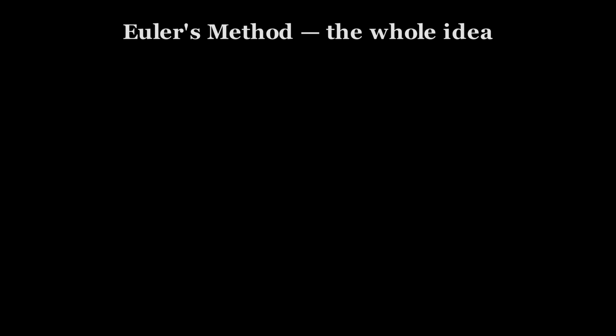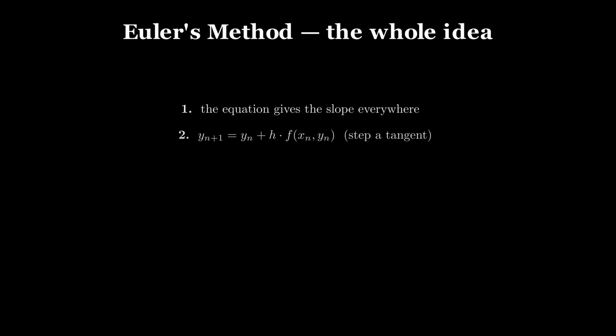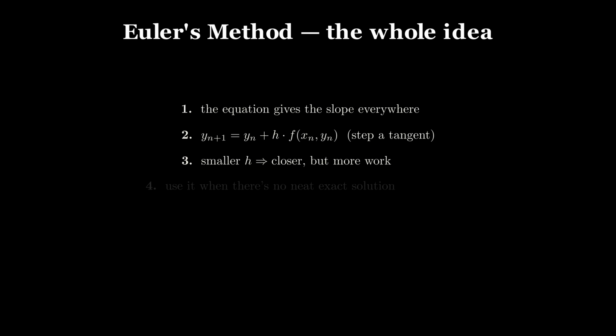So that's Euler's method in full. 1. The equation gives you the slope at every point. 2. Step along that tangent, y plus h times the slope, again and again. 3. Smaller steps mean a closer fit for more work. 4. Reach for it whenever there's no neat exact solution.